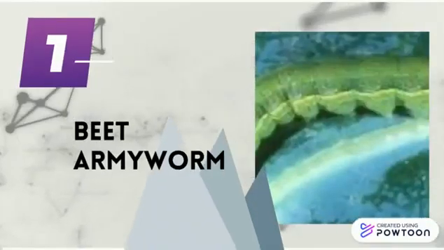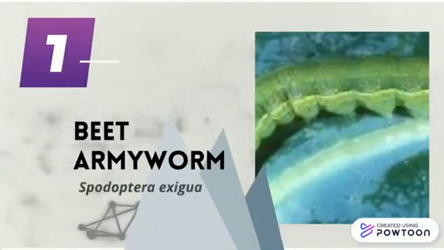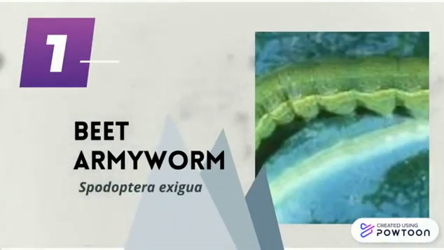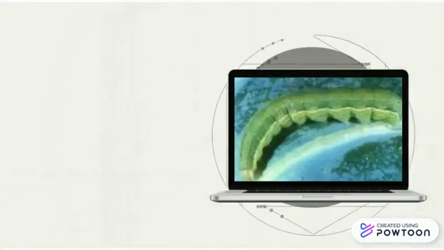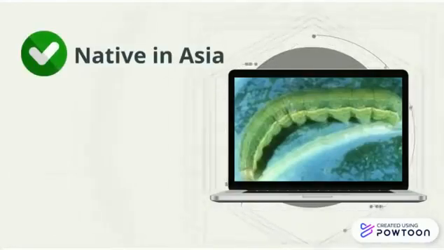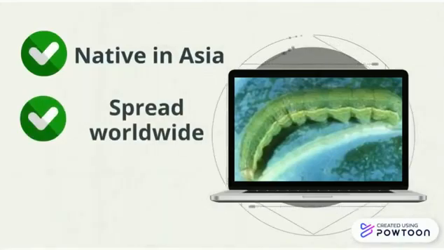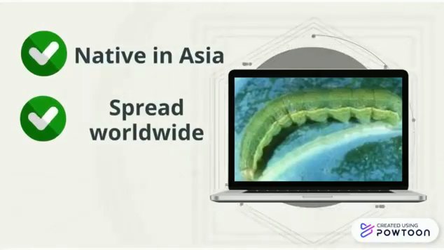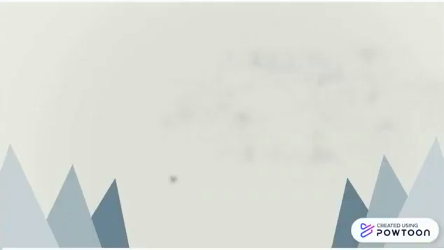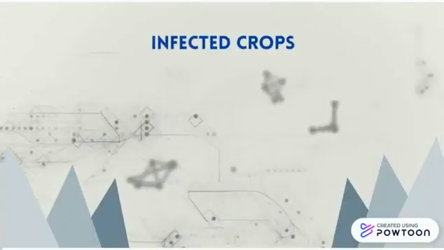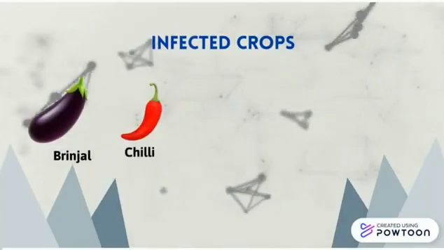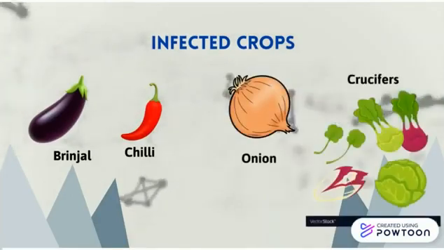For example, the beet armyworm, also known as Spodoptera exigua. This worm is native to Asia, particularly Southeast Asia. It has spread worldwide, including in subtropical, tropical, and temperate regions. It is a pest for various types of crops, including brinjal, chili, onion, crucifer, and legume.